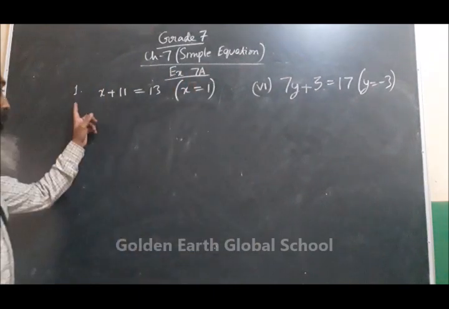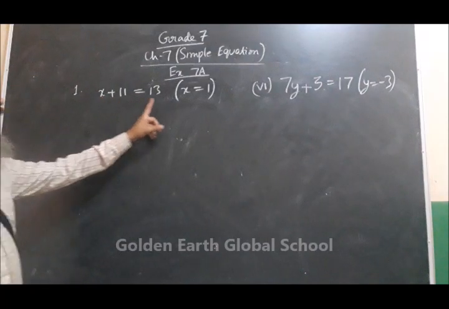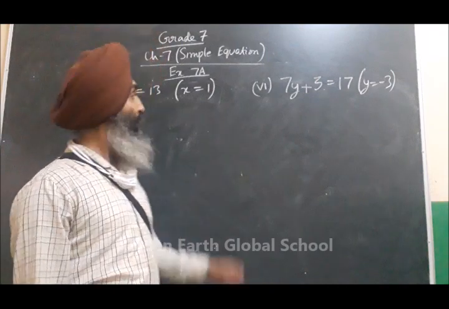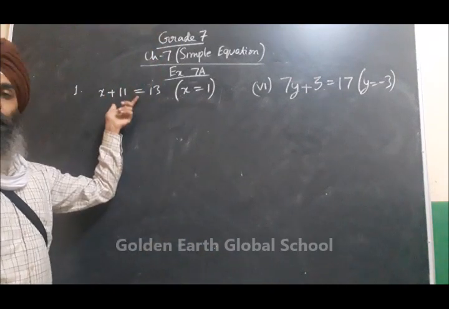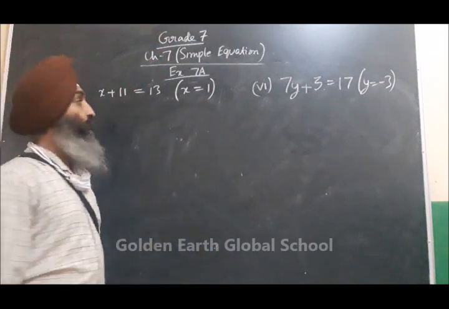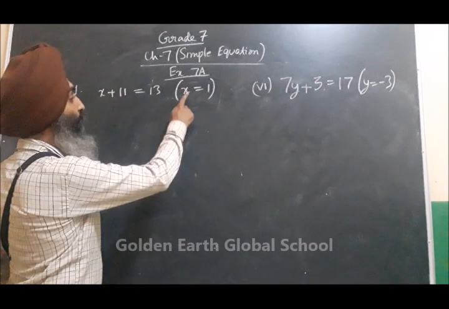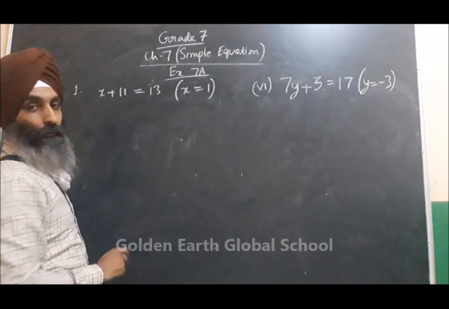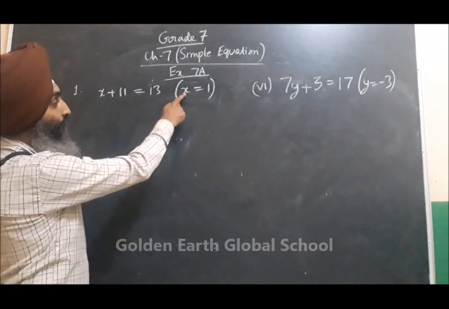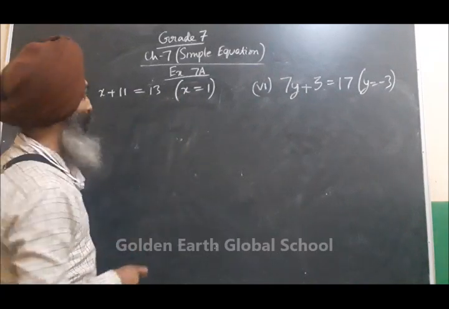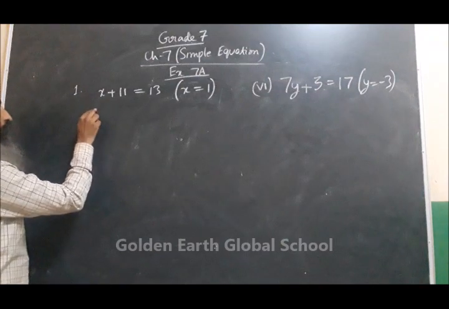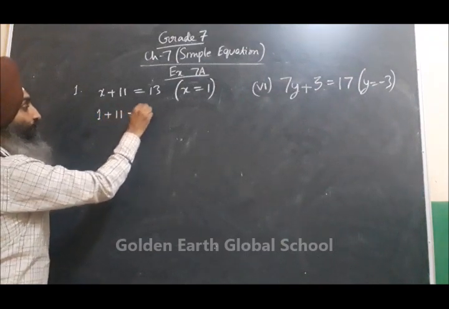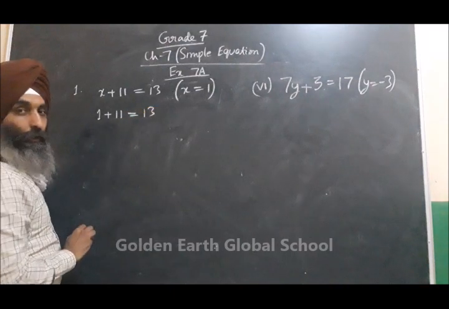Now your first question is: solve for the value of x, and we have to check whether this is the solution of the given equation or not. Now how to do this? Just whatever the value is given, put this value in this equation. Here x is equal to 1 is given, so put x is equal to 1 here. Then see whether the left hand side will be equal to the right hand side or not.